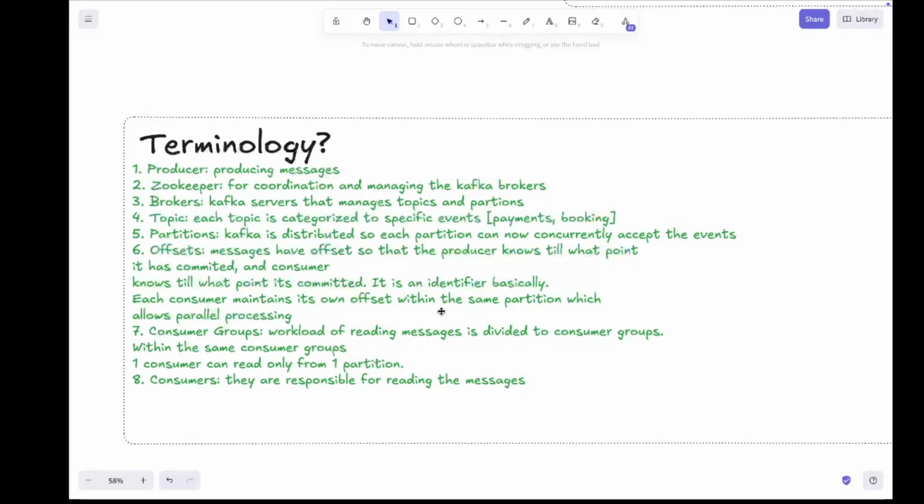Why would that happen? Because each consumer can have its own offset, and they can say, I have read data from this point to this point, and I have read data from that point to that point. The two consumers will maintain that. So basically that is the purpose of your consumer groups. And what are consumers? That is pretty simple. They are responsible for reading the messages. So this was the basic terminology.